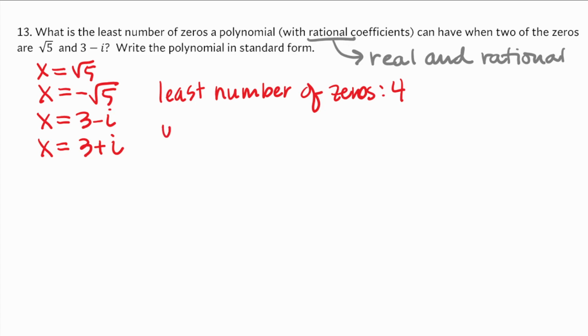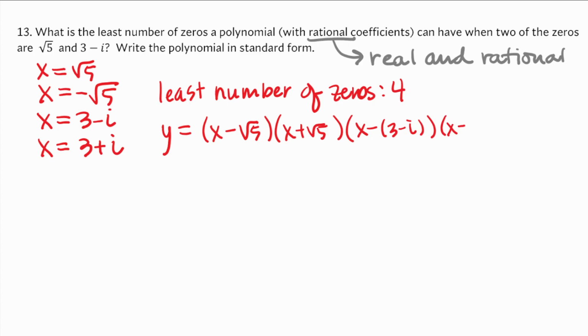So I'm going to set up, okay, y equals x minus square root 5, x minus negative square root 5, and then x minus 3 minus i, and x minus 3 plus i. Okay. Now, hopefully you've done enough of these that you're starting to recognize the pattern here, where this is going to turn into x squared minus 5. But if you haven't, just keep working. We'll do enough of these problems that it'll start to feel familiar.